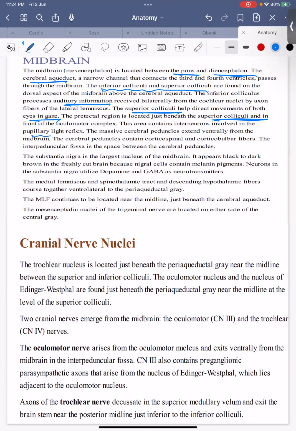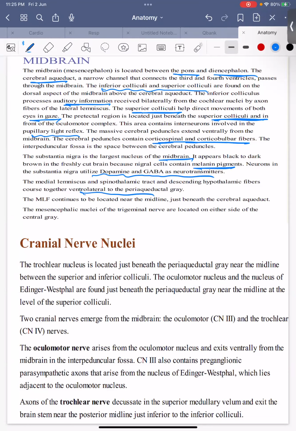Now, this is very important for the pupillary light reflex, the superior colliculus. The cerebral peduncles, like the corticospinal tract and corticobulbar tract, they are present in the ventral part of the midbrain. The substantia nigra is the largest nucleus of your midbrain. It is dark colored, black colored, because it's pigmented, containing the melanin. It uses the dopamine and the GABA as the neurotransmitters. Medial lemniscus, spinothalamic tract, and these, they go ventrolaterally.